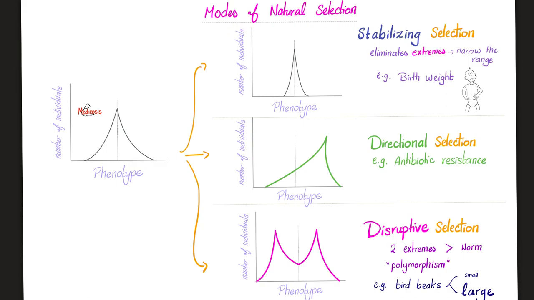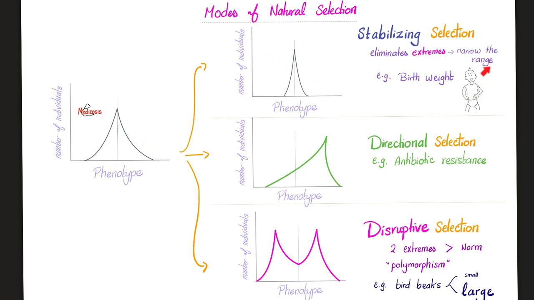Next, modes of natural selection. If this is the phenotype on the x-axis and the number of individuals on the y-axis, it follows the normal distribution curve, which is known as the bell-shaped curve, also known as the Gaussian curve, thanks to Gauss. And then we have three modes. If you eliminate the extremes and focus more on the norms, this is called stabilizing selection, by eliminating the extremes. And this will make your range narrower. Of course, this is narrower than this.